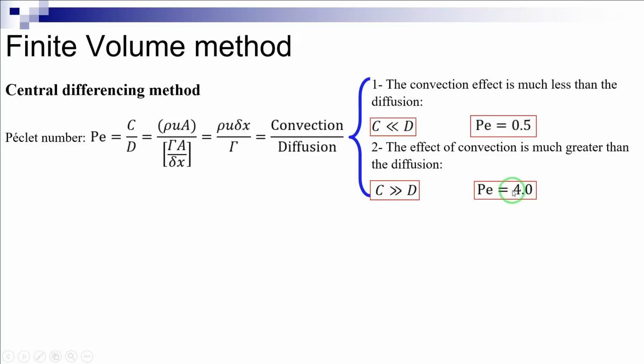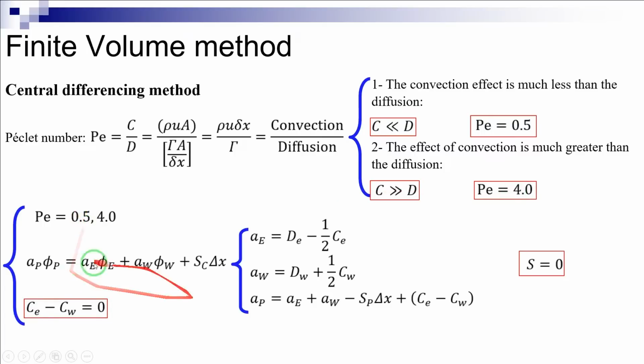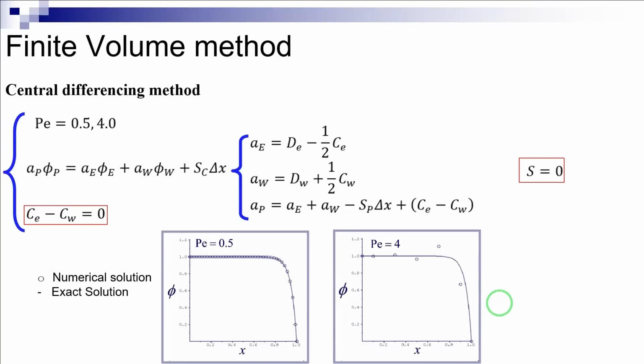4. Now for Peclet equals 0.5 and 4, this equation is solved by assuming that there is no source term, i.e. S equals 0. The distribution of phi is obtained and the results are compared against the exact solution as shown in the following figures.